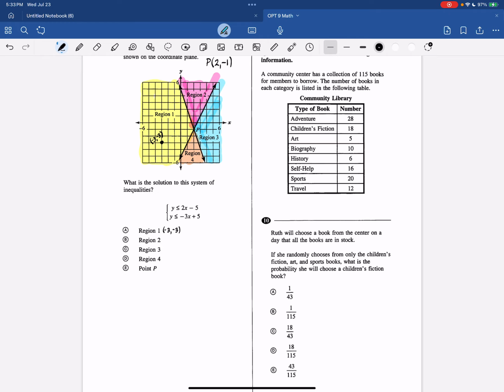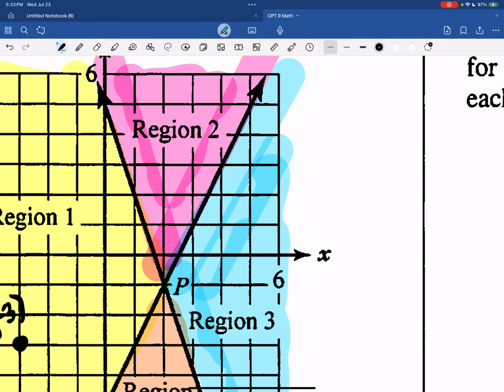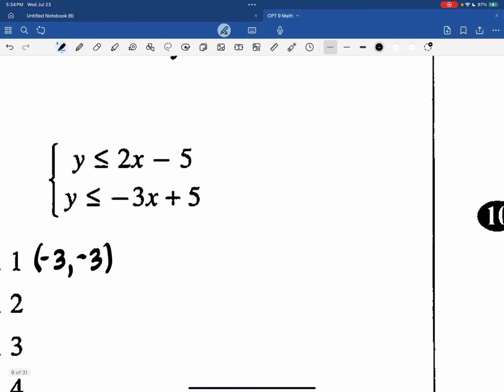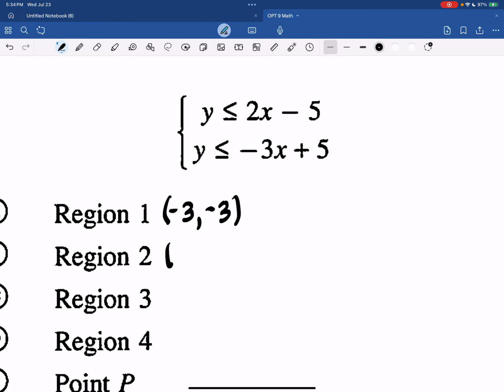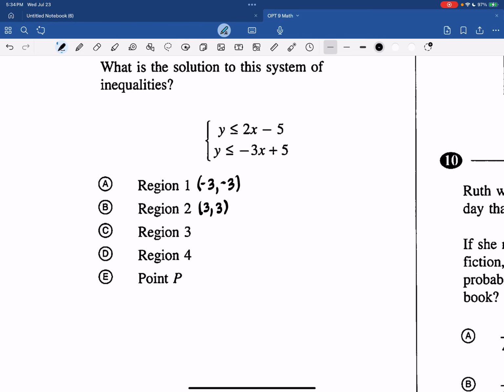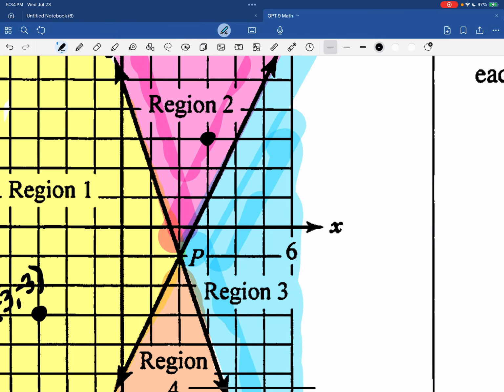Region 2, I have colored in pink or purple. And I think I'm going to pick (3, 3) here. So it would be over 3 and up 3. So it's kind of right in the middle of that pink section. And I'm going to use that one for region 2. So let me just make a note down here. I hope I'm not making you seasick moving this screen around.